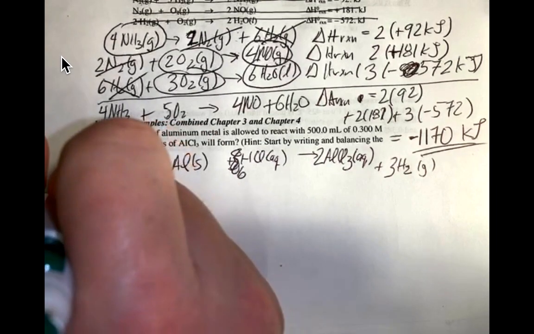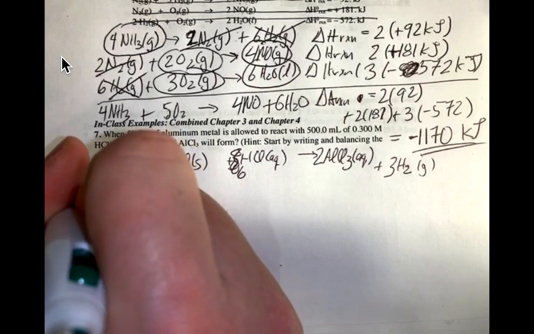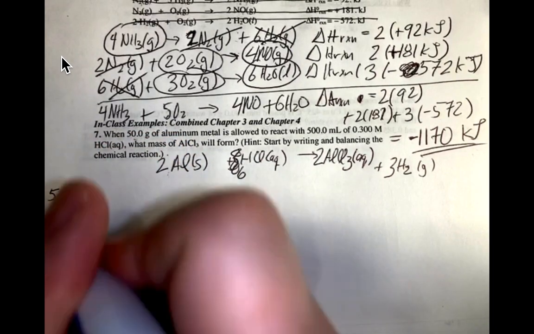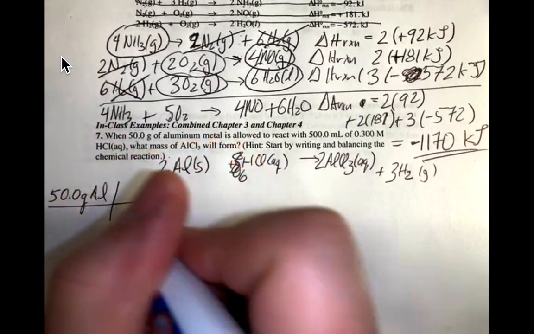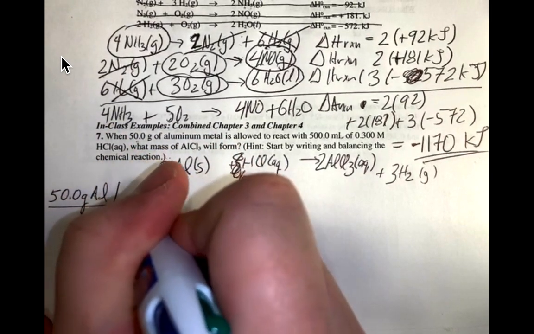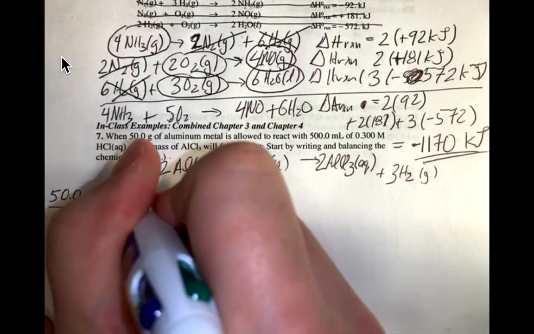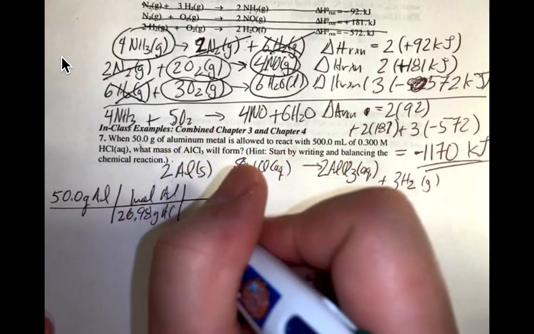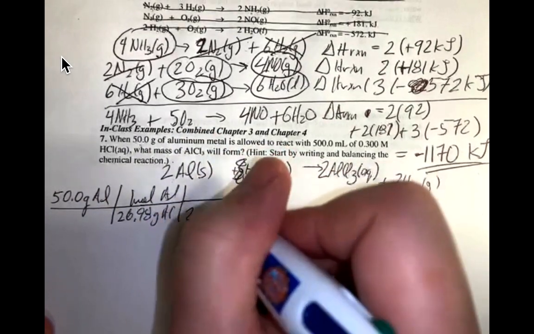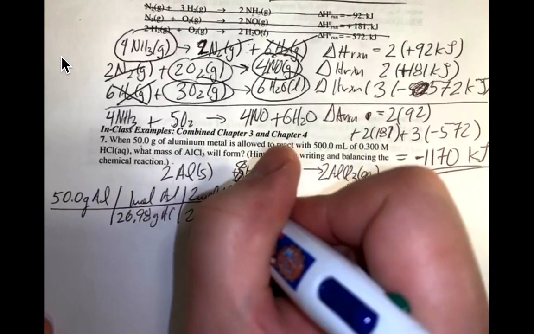Well, the first one's going to be similar to things that we looked at in chapter 3. So 50 grams of aluminum. We use the molar mass, 26.98 grams of aluminum is 1 mole. And then 2 moles of aluminum makes 2 moles of aluminum chloride.